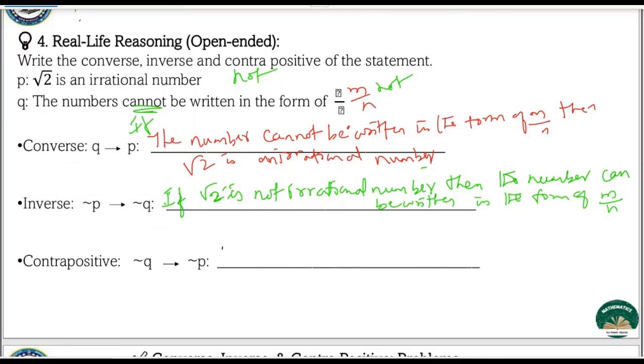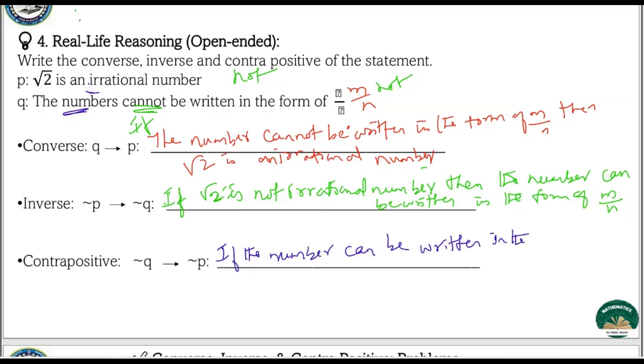Then the next one is negation Q. First you should use Q and then P. If the number can be written in the form of m by n, then root 2 is an irrational number. Root 2 is not an irrational number.